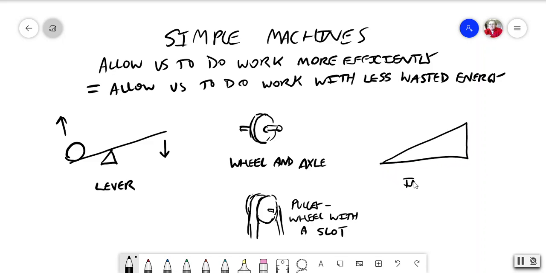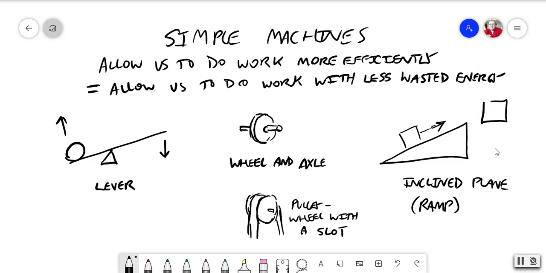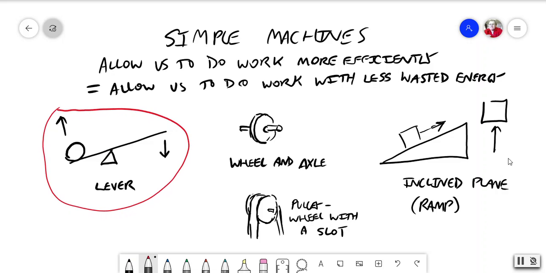Then you have the inclined plane. The most common examples we see are ramps. A ramp is just an inclined plane, because if you were sliding or pushing a box or a heavy weight up a ramp, that would be much, much easier than if you tried to lift it that same height directly. Okay, so of all these things, we'll be looking at them bit by bit in coming lessons. But the levers are what I want to focus on today.